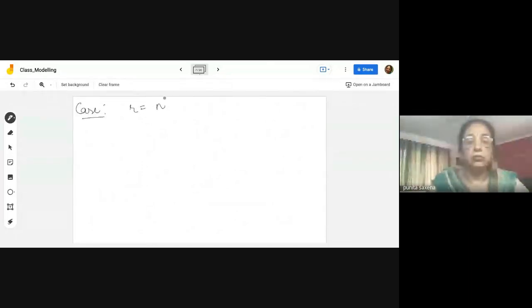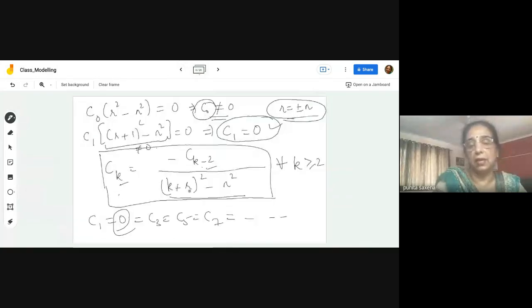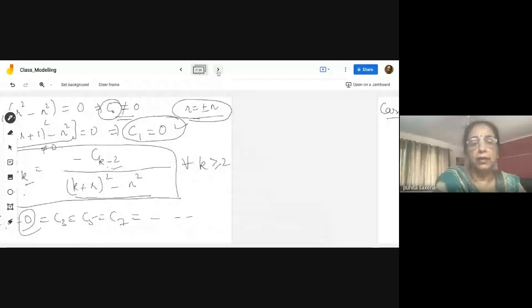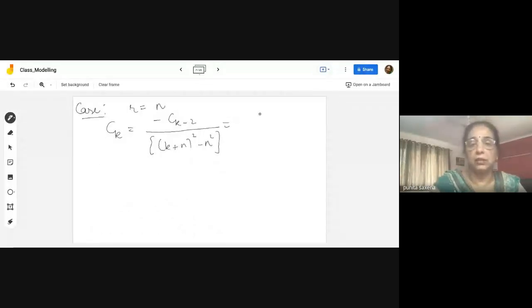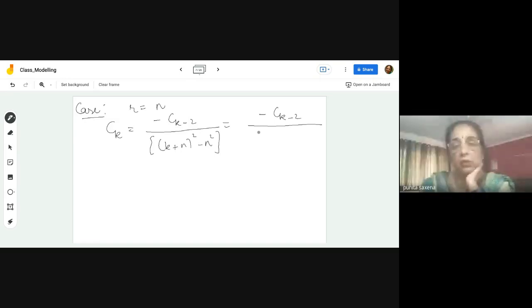So first of all, we are going to consider the case when r is equal to plus n. Okay, so when r is equal to plus n, your ck is going to be minus ck minus 2 upon (k plus n) whole square minus n square. This will come, right? Because your r is plus n. So can you simplify the denominator? What do you get? Minus ck minus 2 upon... what will come? k square plus 2kn, right?